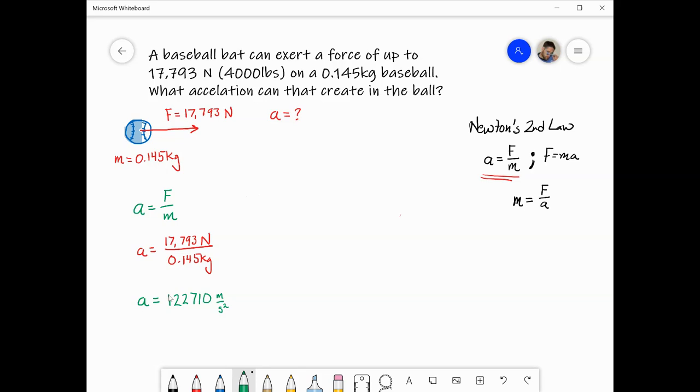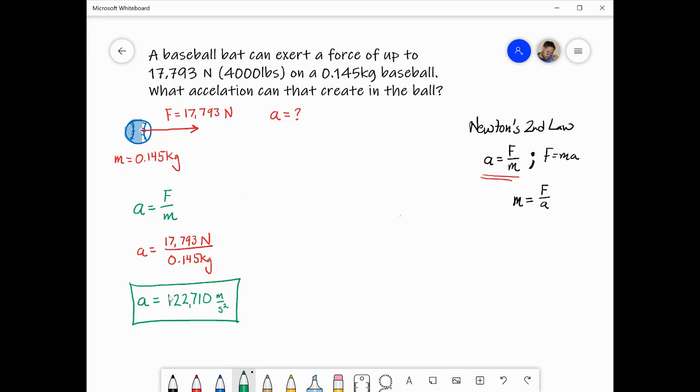This is my acceleration, and what's amazing about this is that this is a change in velocity of about 80 meters per second. How do I know that? Because the force on the ball only acts for a little bit of time, we can solve for something like that next time. So this crazy number of 122,710 meters per second squared is my correct answer here. That is the acceleration, the change in velocity over time, that happens with the baseball.